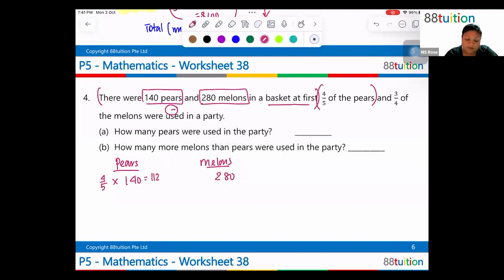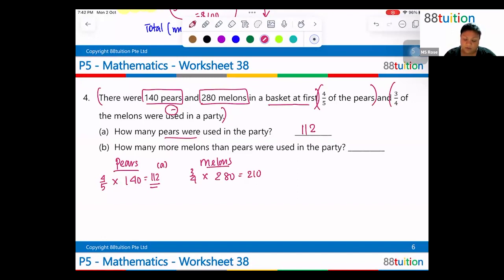And how many melons were used? 3/4 of the melons were used. Give me 210. Okay. So how many pears were used? 112. It is from here. All right. Now, how many more melons than pears were used in the party?